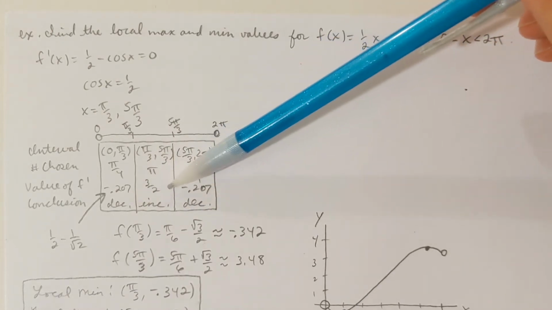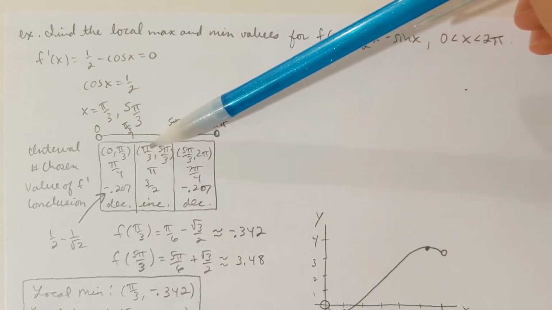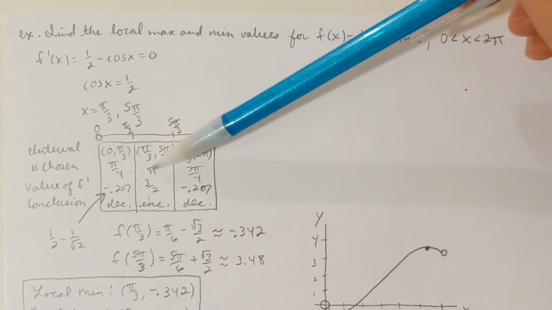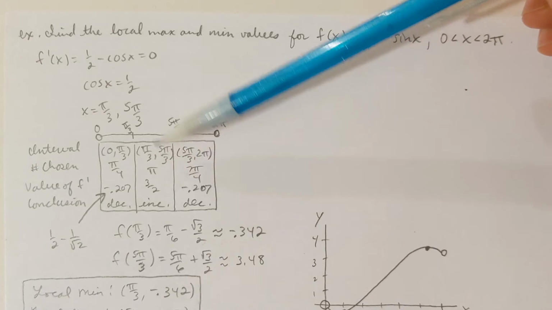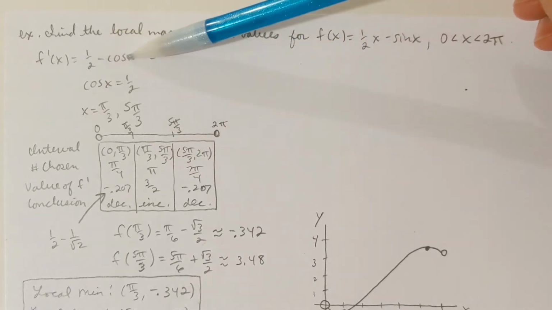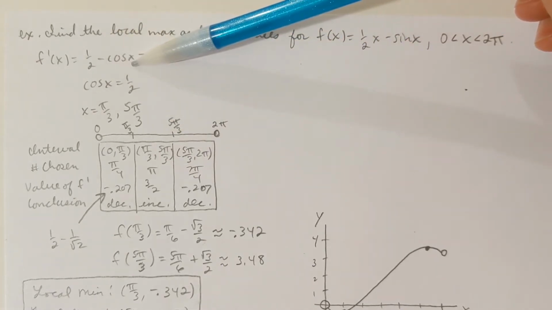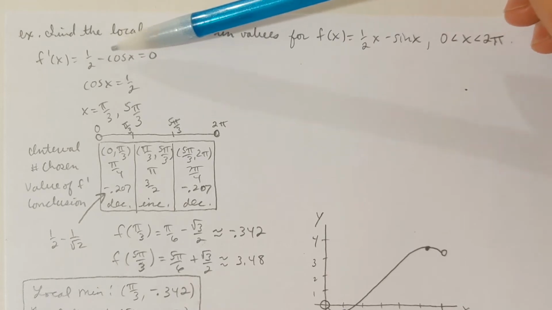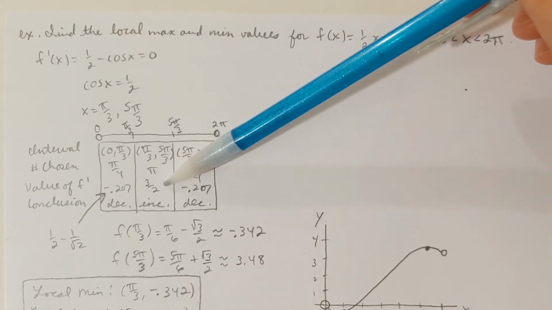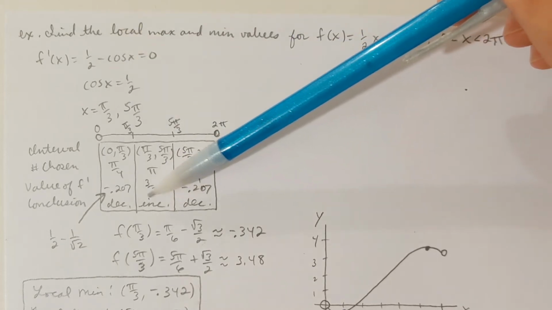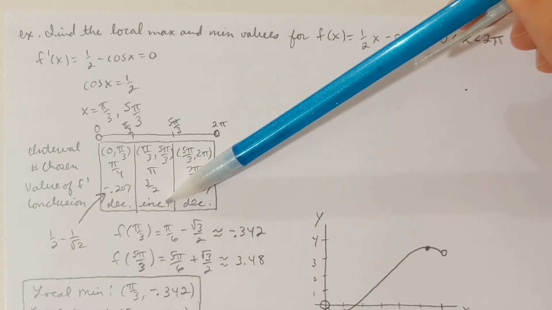So then for the next group, I need a number between pi over 3 and 5 pi over 3. Pi is between those two numbers. And if you plug that into the derivative here, cosine pi is negative 1. 1/2 minus negative 1 would be 3/2. That's a positive, so that means that I'll be increasing on that part of the graph.